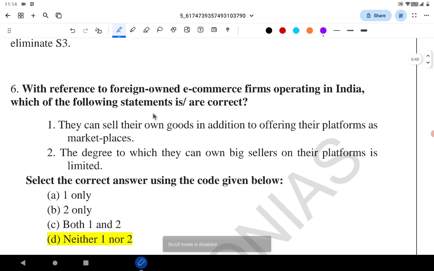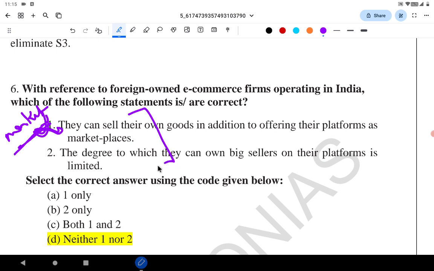Next, sixth, with reference to the foreign owned e-commerce firms operating in India, which of the following statements are correct? They can sell their own goods in addition to offering their platform as marketplaces. Wrong. It is only marketplace. They are not allowed to sell. The degree to which they can own the big sellers on their platform is limited. I think both the statements are wrong.